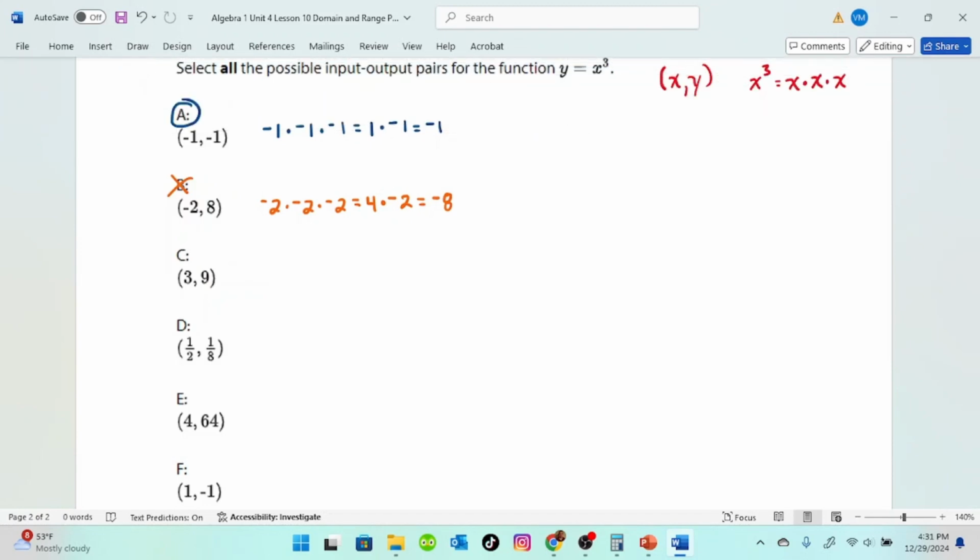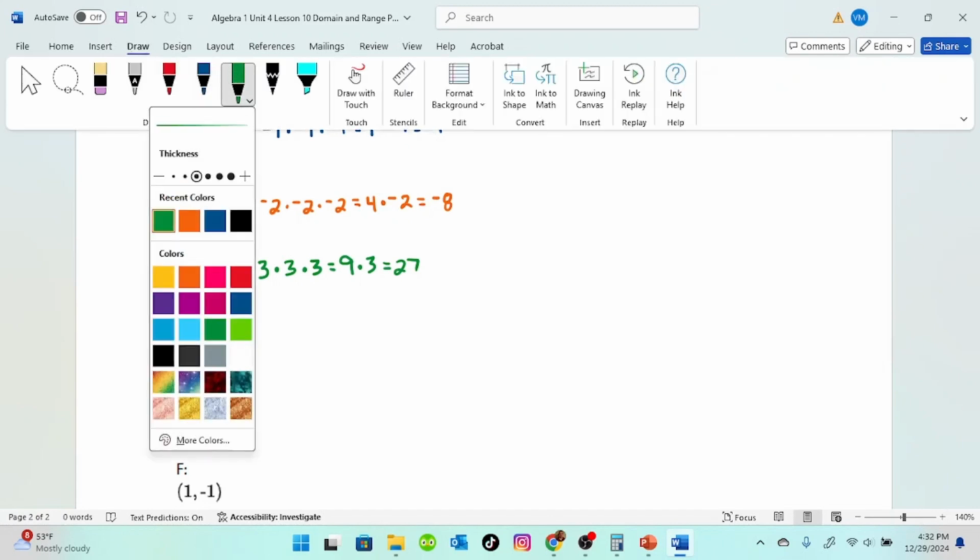Choice C. We're going to take 3 times 3 times 3. 3 times 3 is 9. 9 times 3 is 27. 27 is not 9, so C is not a possible input-output pair for this function.